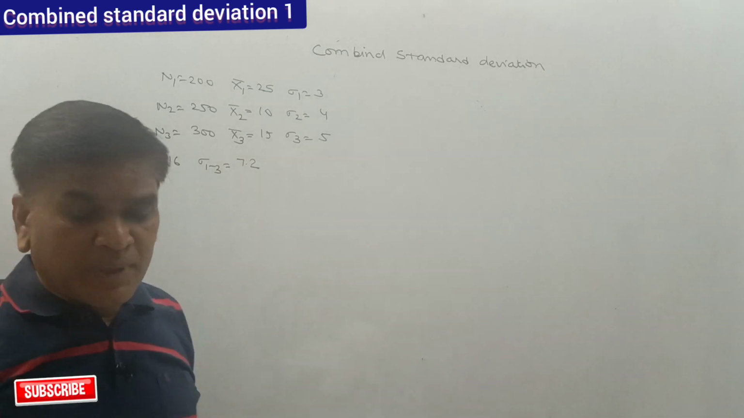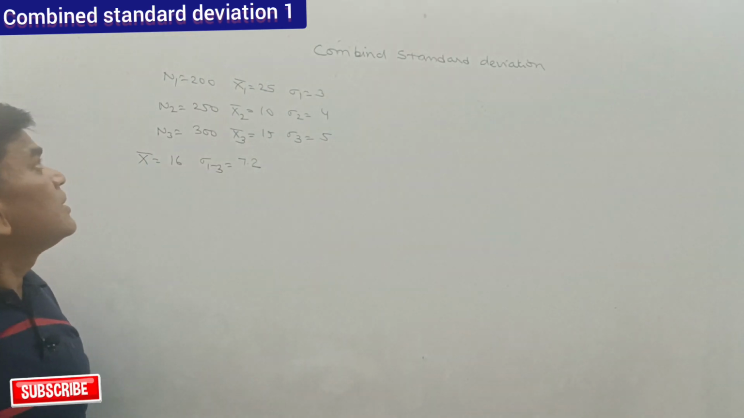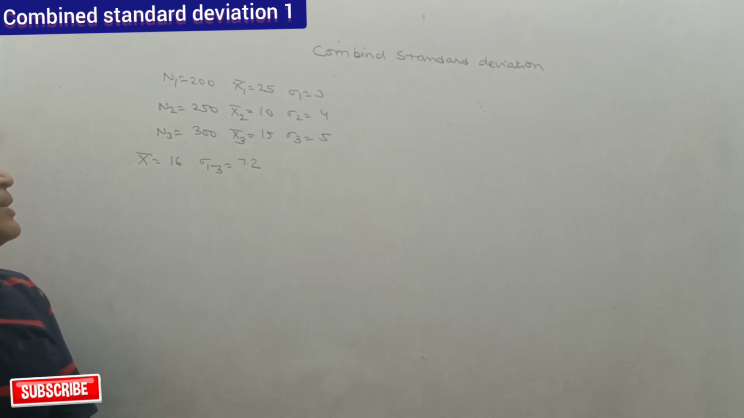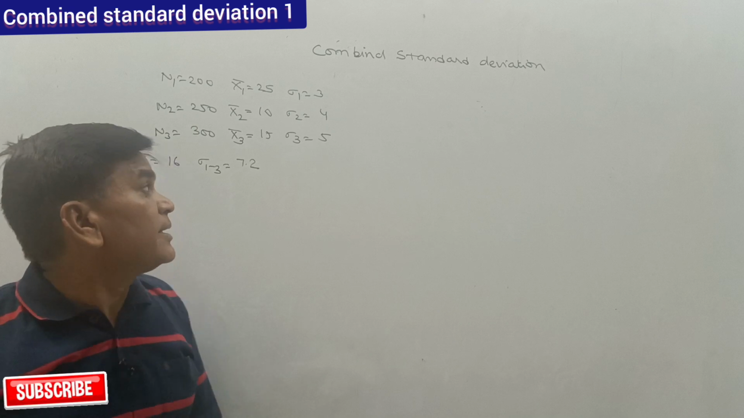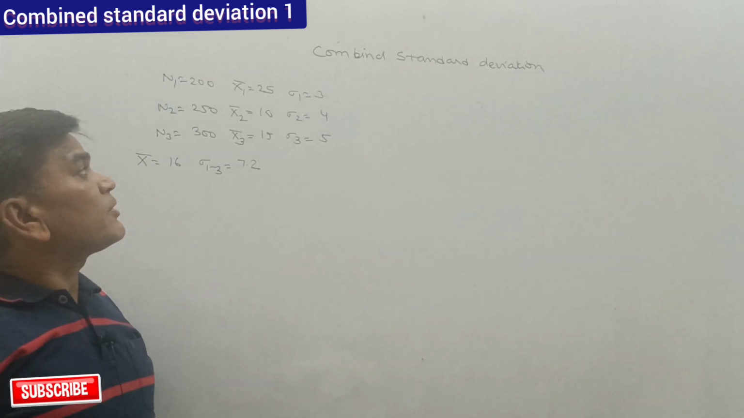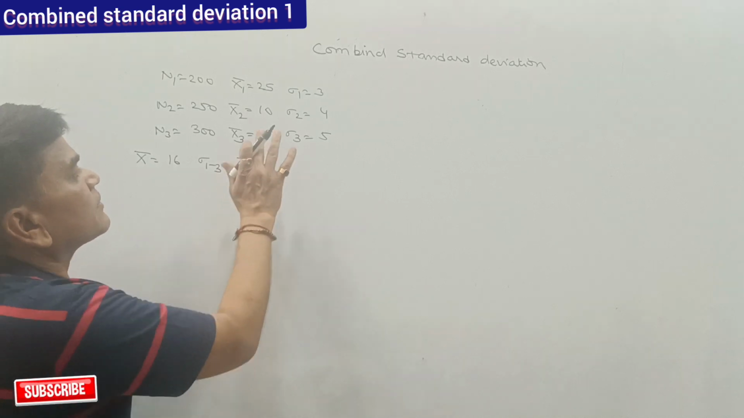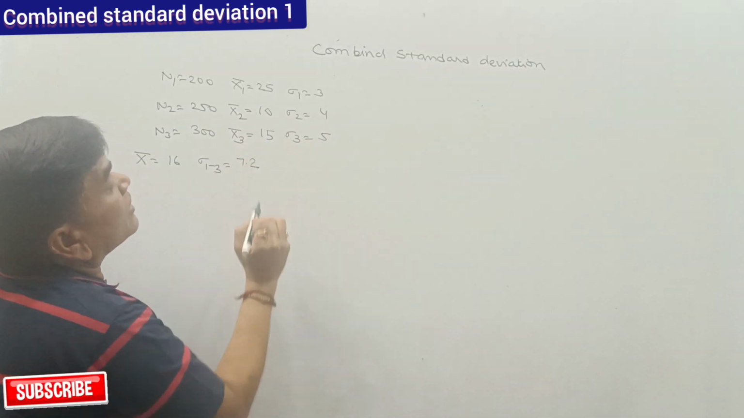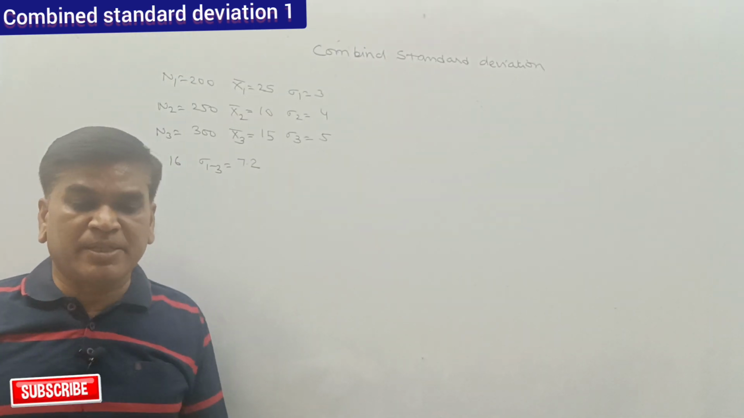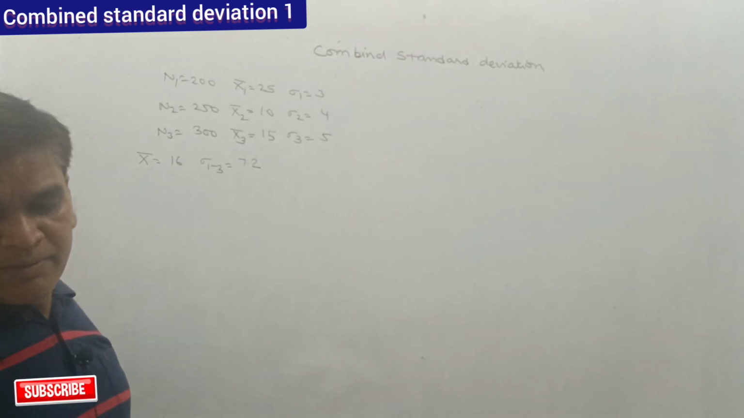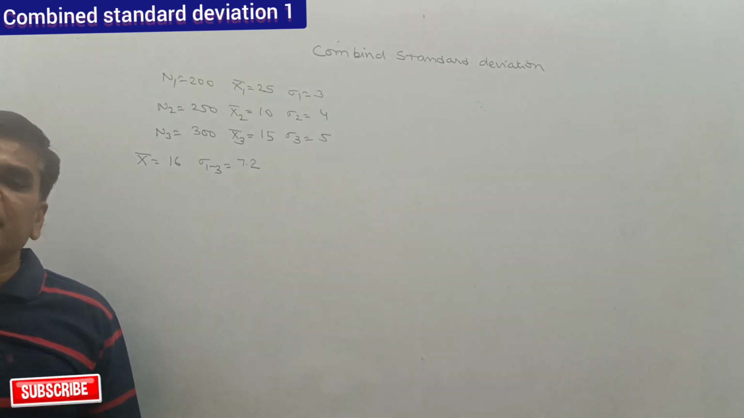We are to prove it. It means we have been given 3 series, n1, n2, n3. The value of n1 is 200, the value of n2 is 250, and the value of n3 is 300. Arithmetic mean of the first series is 25. Arithmetic mean of the second series is 10. Arithmetic mean of the third series is 15. Standard deviation of the first is 3, of the second is 4, and of the third is 5. Then we have to prove that our combined arithmetic mean will be 16 and combined standard deviation will be 7.2.